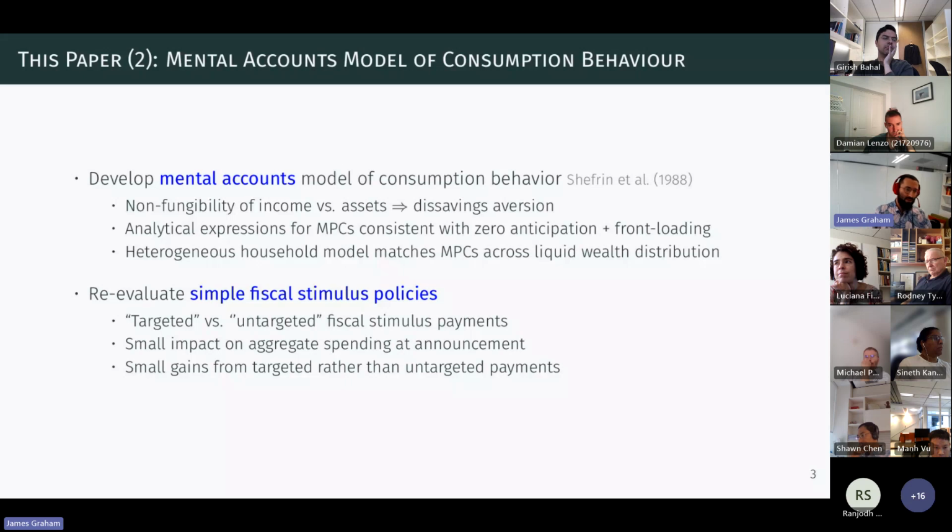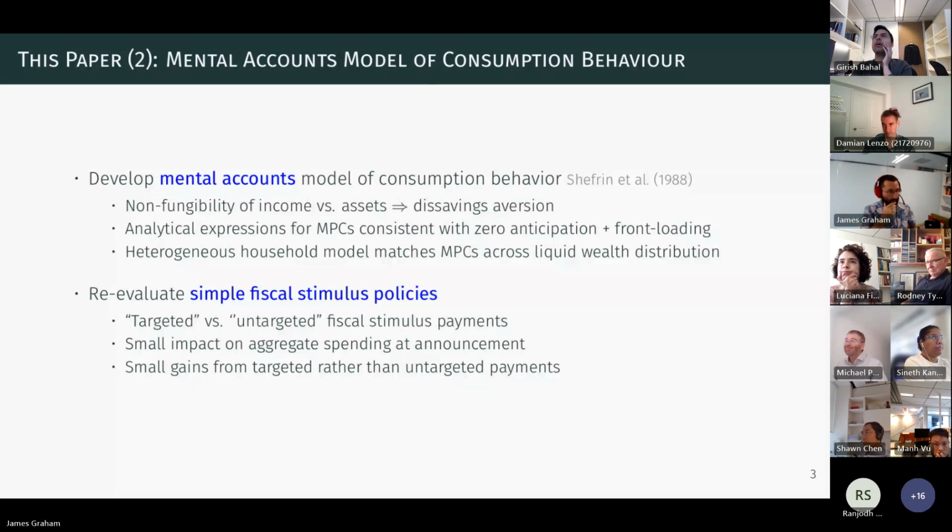I may not have time for this, but I'll just say it right now. We finally finish with some very simple fiscal stimulus policies using that model. We're going to think about targeted fiscal stimulus or untargeted fiscal stimulus. Targeting is when we say, let's give some money to the bottom of the income distribution or the bottom of the asset distribution, whereas untargeted stimulus is just giving everyone the same amount. What we find is there's very little gain from targeting your stimulus spending, partly because high liquid wealth households are still spending a lot out of an inflow, which is not what you would see in a standard, more PIH style model. I may not get time to show you this, though, so we'll see how we go. But anyway, that's the high level overview.